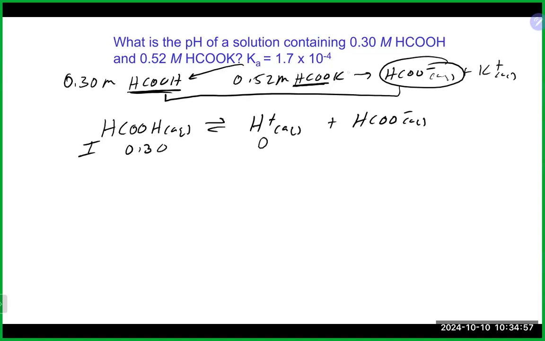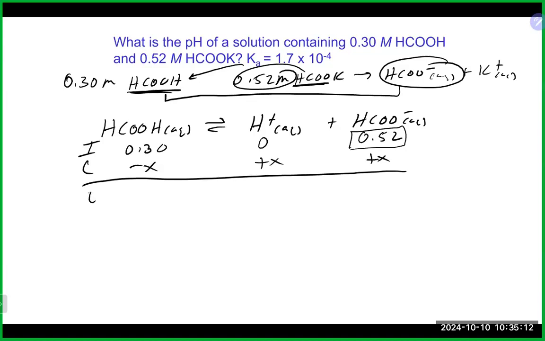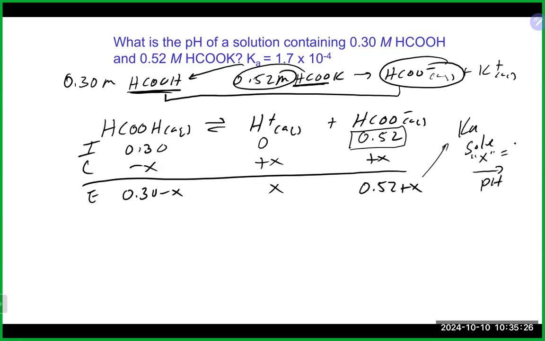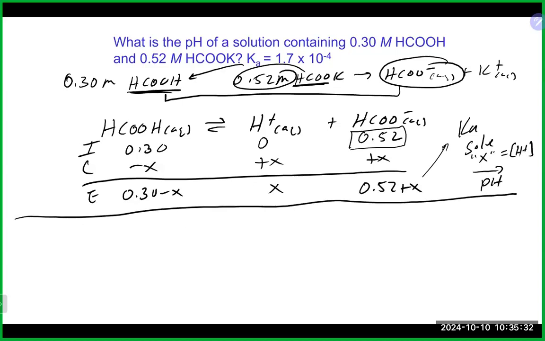And once again, if you chose the ice table approach, the potassium formate is going to supply 0.52. Again, cannot be 0 in this case. Change going to be minus x, plus x, plus x. Gets you 0.3 minus x, x, and 0.52 plus x. Obviously, this would go into your Ka. You would solve for x and so forth to get to your pH, because that will equal your H plus. Now, because you did recognize, hopefully, that this is related to each other, you could just skip all that, and you could go right into your Henderson-Hasselbalch equation.